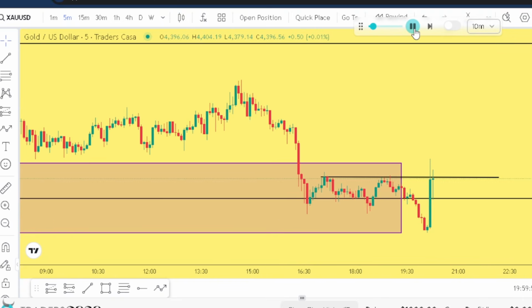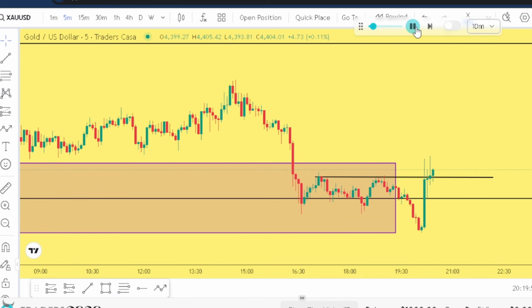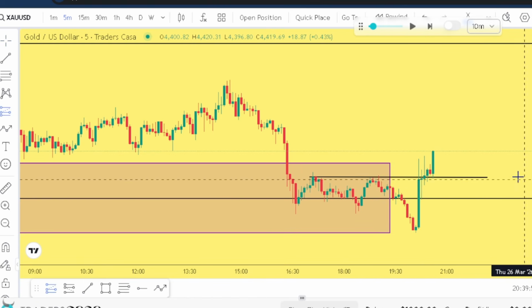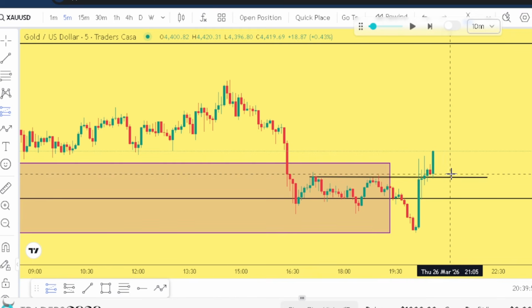If we get a close above, all right, not yet. We haven't had a close. That spike just spiked above and closed below the zone. But now we want to see a close, okay? And yes, we get a close. And since now we've gotten a close above that zone, we are going to take our entry.